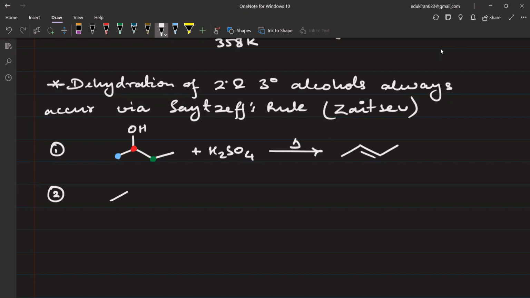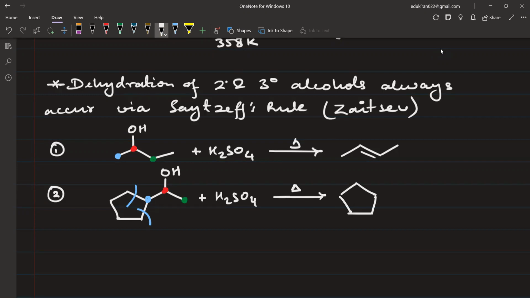Please see here, don't write anything. First of all, you will be given some alcohol like this. Then you will identify the carbon atom with OH. Then you will look at the adjacent carbon. This is my blue carbon here, and this is my green carbon here. Now the blue carbon here has one alkyl group, two alkyl groups. This green carbon does not have any other alkyl. So when this reaction happens with H2SO4 in the presence of some heat, the product that I will be getting is everything you will write except the OH, and a double bond will be formed between the more substituted blue carbon atom.